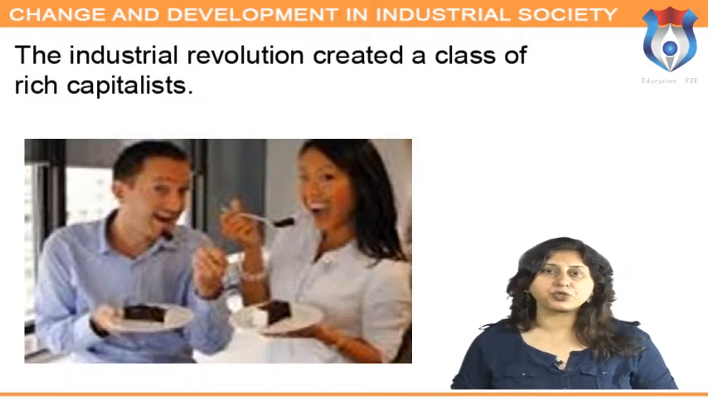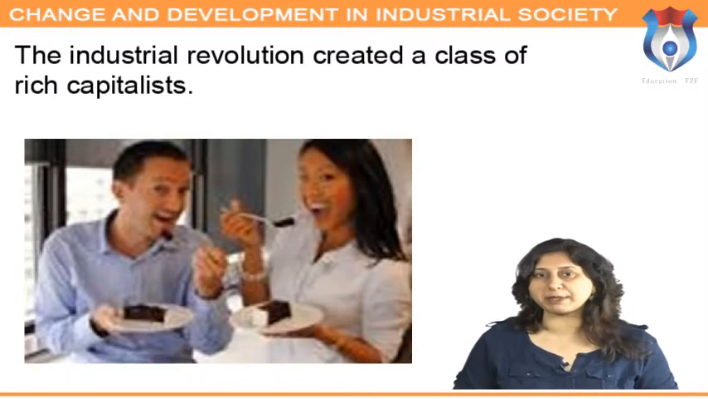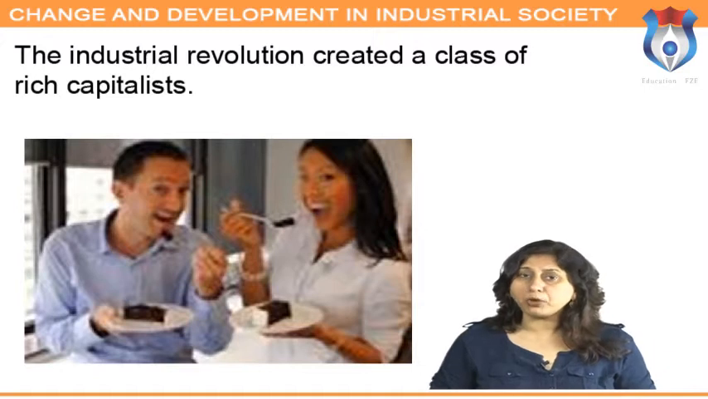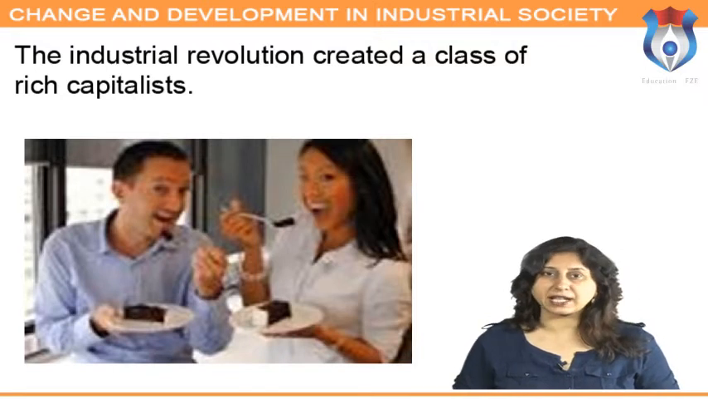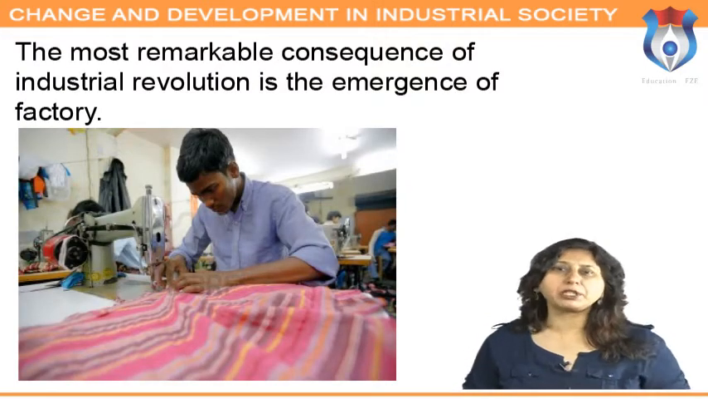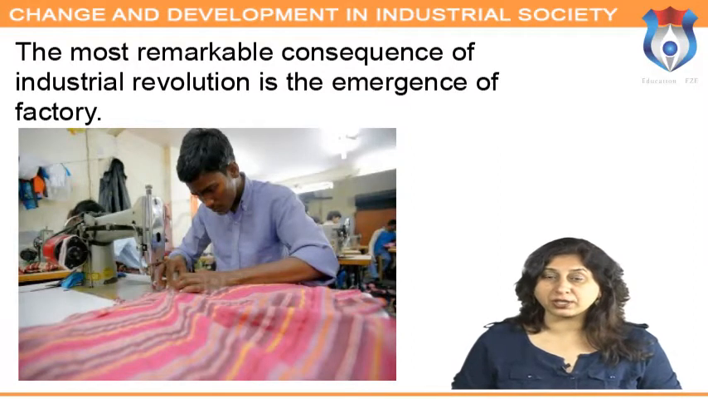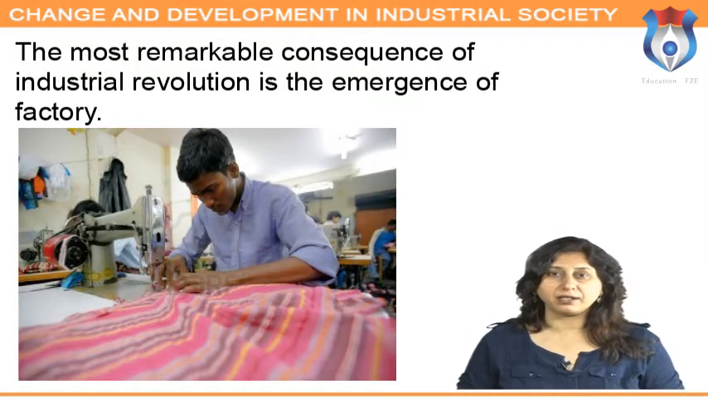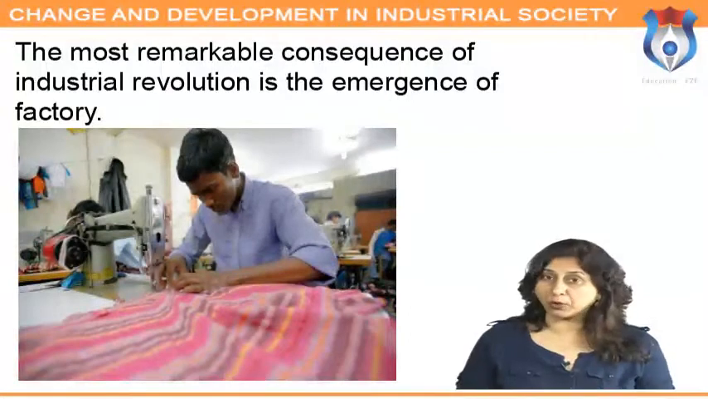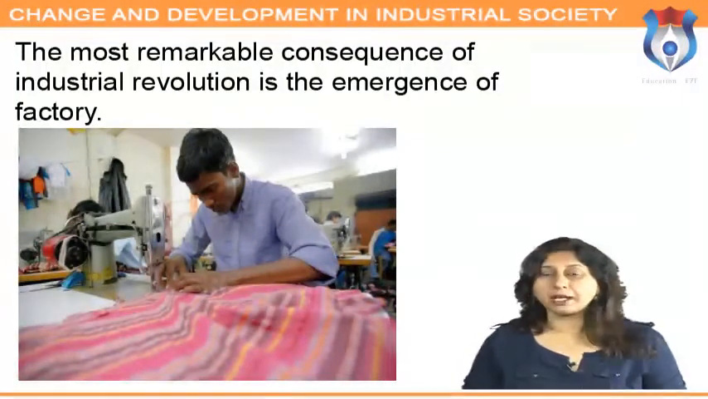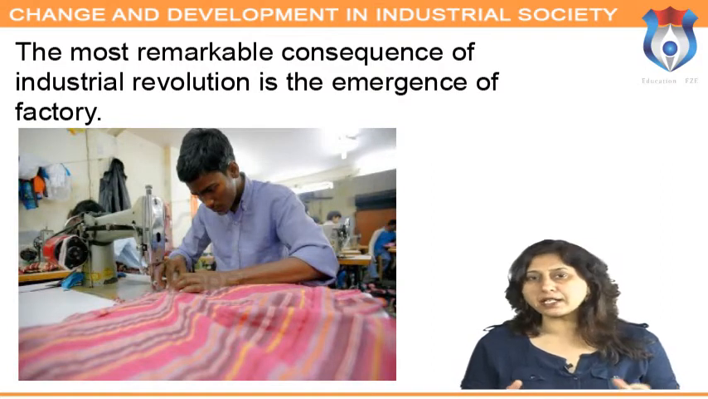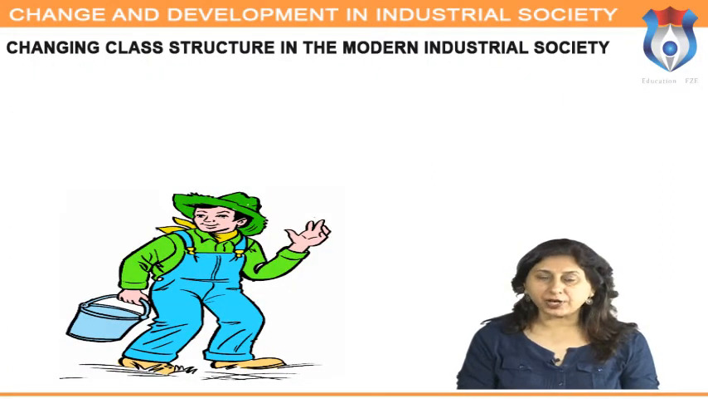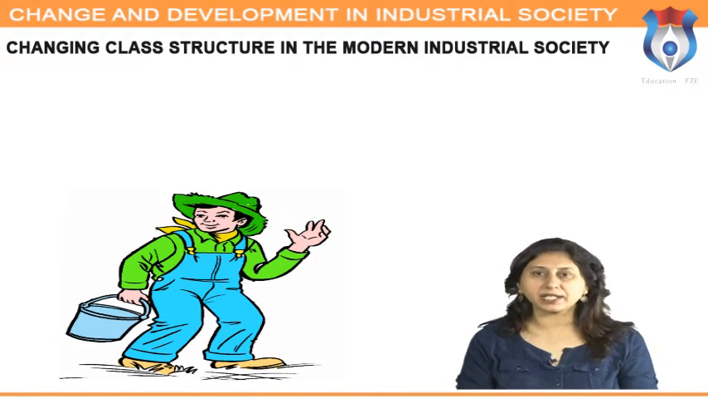The Industrial Revolution created a class of rich capitalists. However, most of them belonged to a rich class already, such as landowners, merchants, ship owners, etc. The most remarkable consequence of Industrial Revolution is the emergence of factory. All the people who worked from home or home-based operations moved to mills where production took place in large rooms under supervision, changing class structure in the modern industrial society.